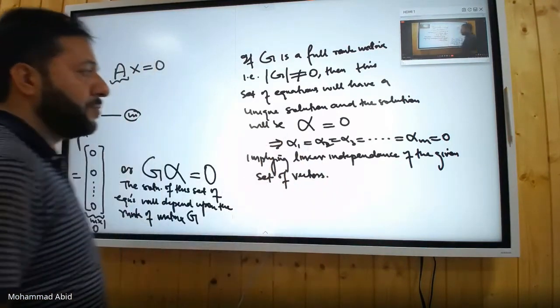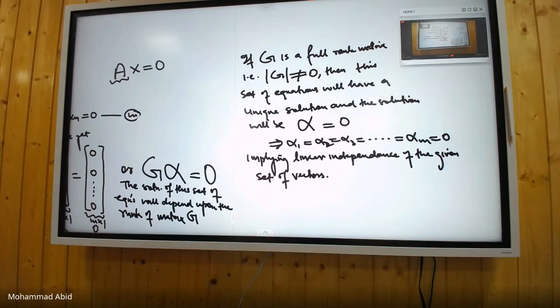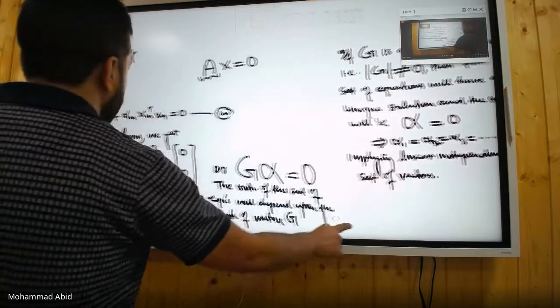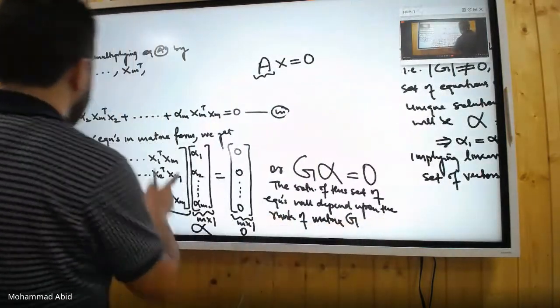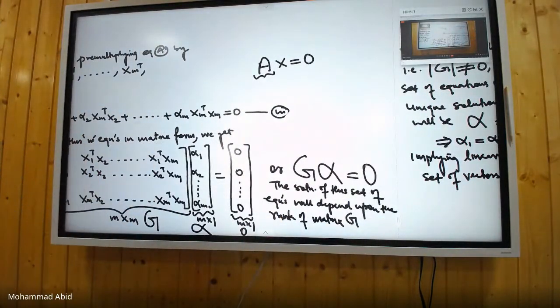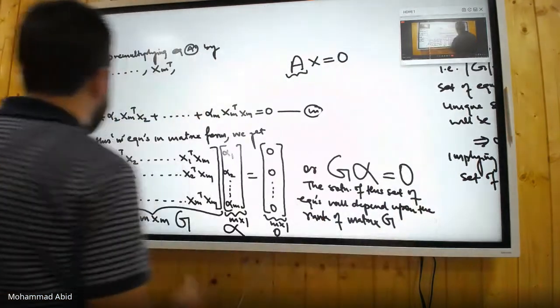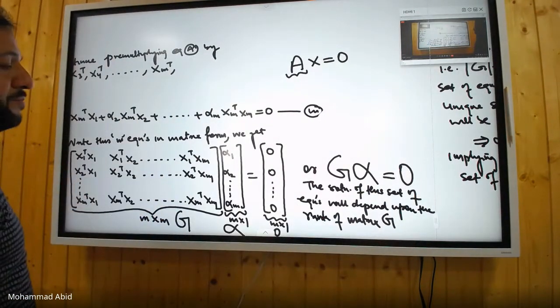Yes, sir. So the problem of checking whether the set of vectors is linearly dependent or independent has now been reduced to obtaining the rank of this particular matrix, G matrix, whose composition is something like this, which I have already discussed.